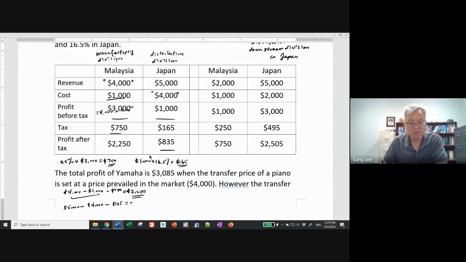So that is exactly what? $835. So what is the total profit? So total profit here is 2250 plus 835, so total profit from both divisions is $3,085.